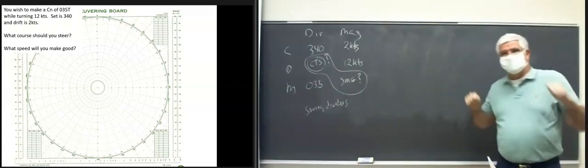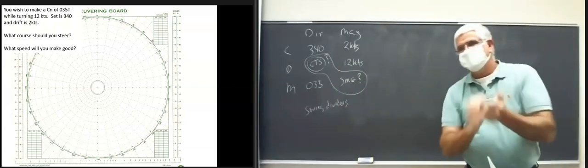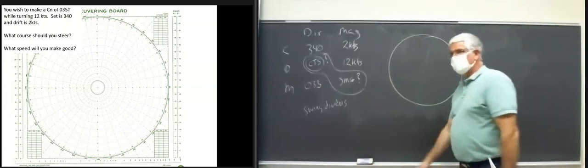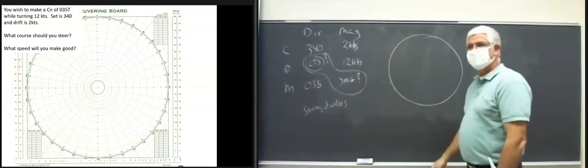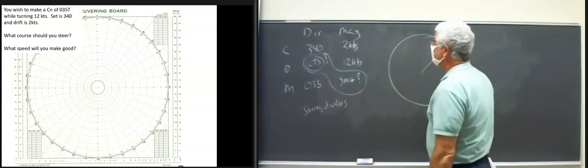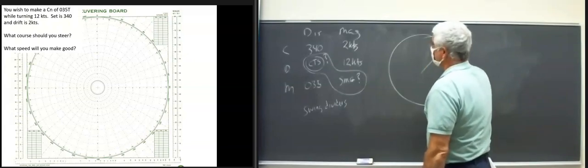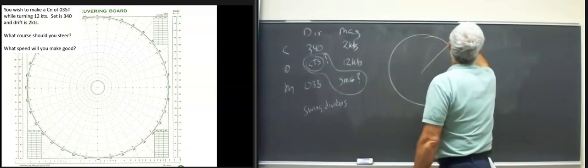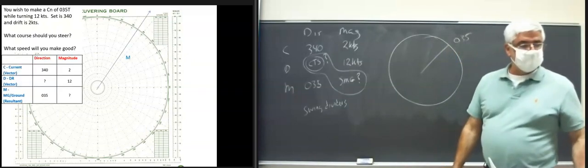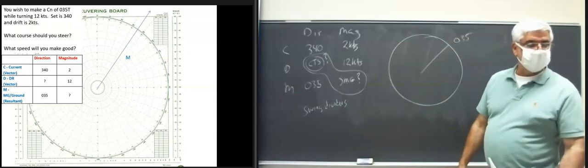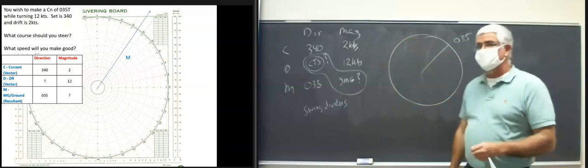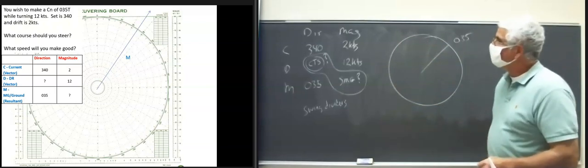All right, so let's do it. You ready? Let's get into it. I'm going to do it on the PowerPoint. I'm going to do it on the board too. This way I can't get too far ahead of you, okay? First thing I'm going to do is plot the course that I want to do. That is 035. That's what I want to make good. So I'm going to plot that. There we go. And that table is on the PowerPoint here too if you want to go back and download it.